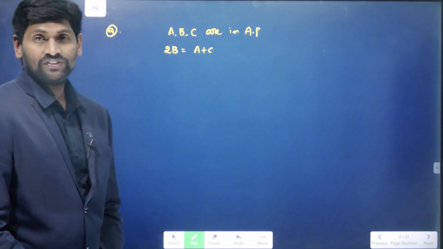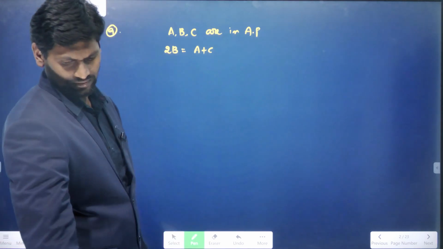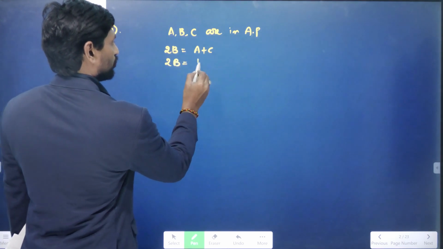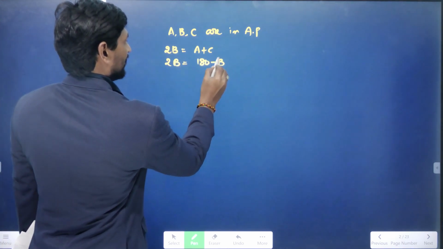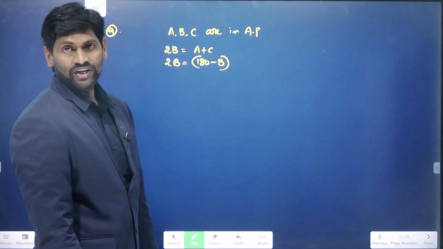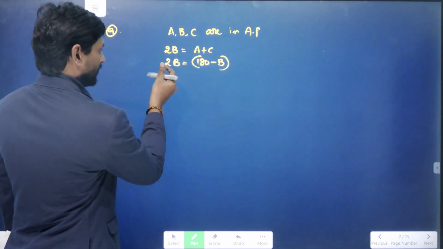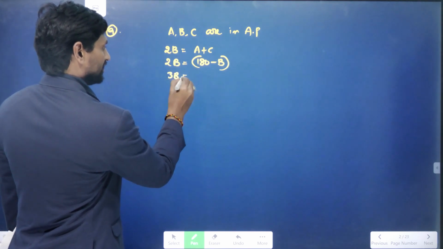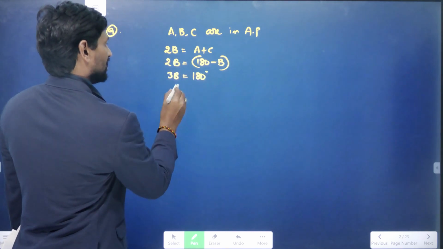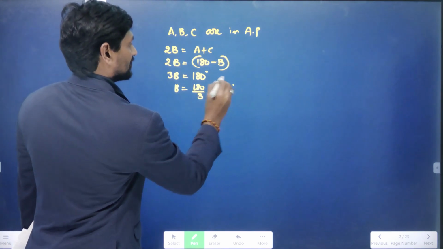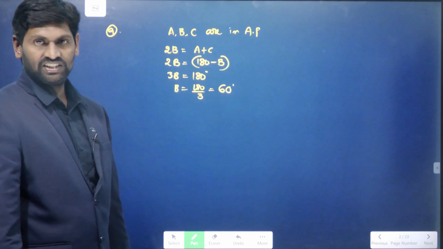And in triangle ABC, the sum of three angles is 180 degrees, right? So I can write A plus C as 180 minus B. So 2B equals 180 minus B, and minus B, bring this side, becomes plus B. 2B plus B becomes 3B. 3B value is 180 degrees, and B value is 180 by 3, nothing but 60 degrees. So B value is 60 degrees.